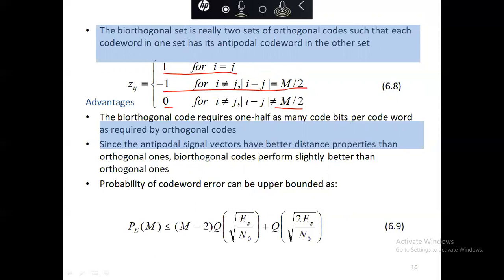So if we see the symbol error probability, the orthogonality is for M minus 2 symbols, and plus we have the probability of antipodal signals. So this is the total symbol error probability. That's the upper bound for probability of code word error.